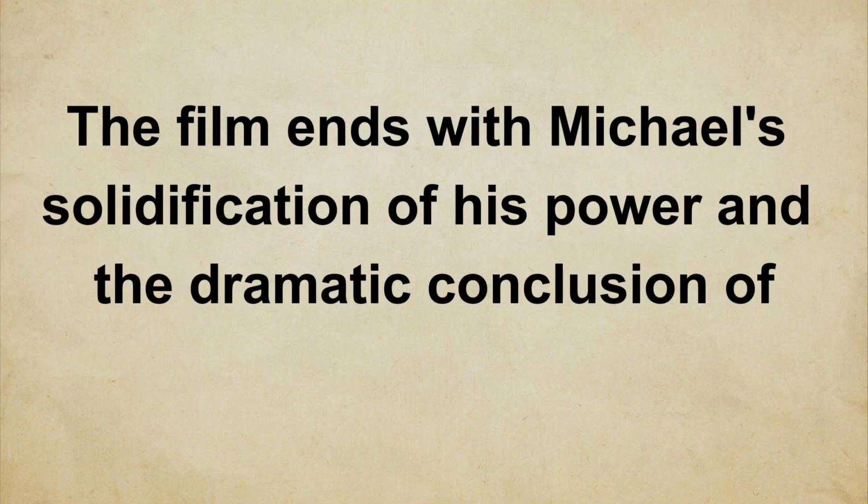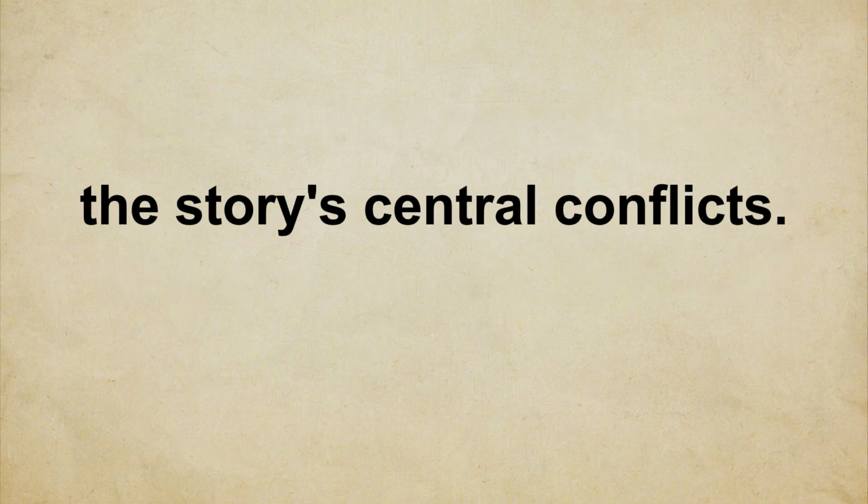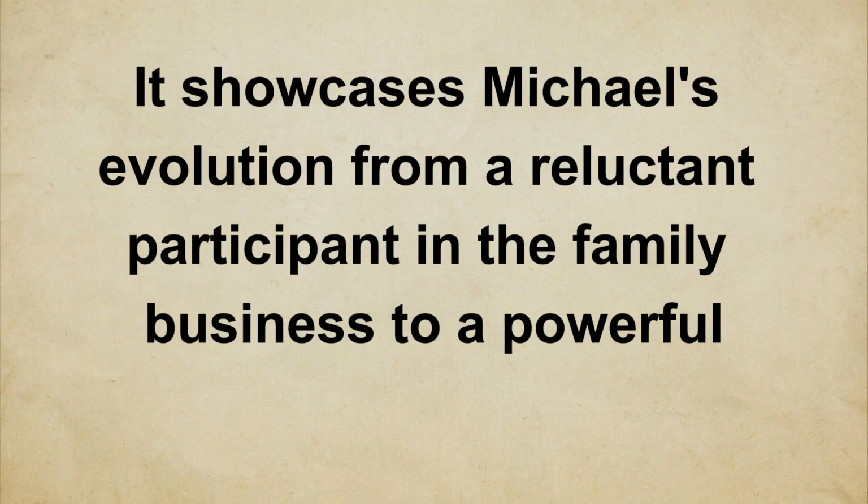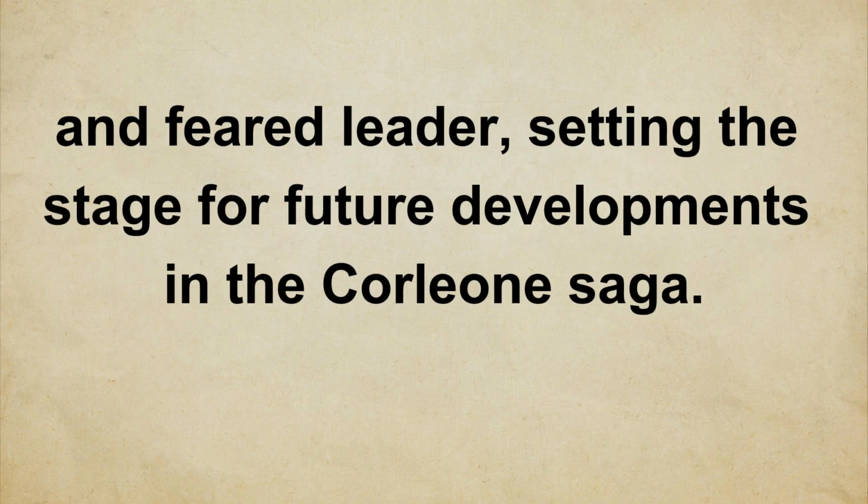The film ends with Michael's solidification of his power and the dramatic conclusion of the story's central conflicts. It showcases Michael's evolution from a reluctant participant in the family business to a powerful and feared leader, setting the stage for future developments in the Corleone saga.